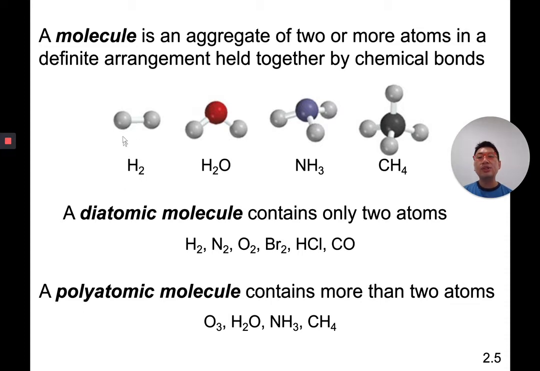H2 there, 2 atoms total. We also have polyatomic molecules. There's more than 2. I guess there's a word for triatomic, I just made it up right now for 3 atoms. We don't call it that, we just say poly. Anything that's more than 2 atoms is polyatomic. Many atoms, like polygon. A polygon is a many-sided figure. Okay, poly meaning just many.